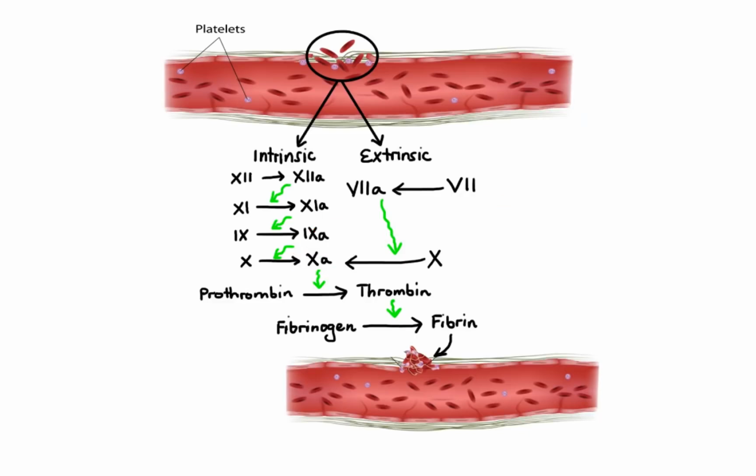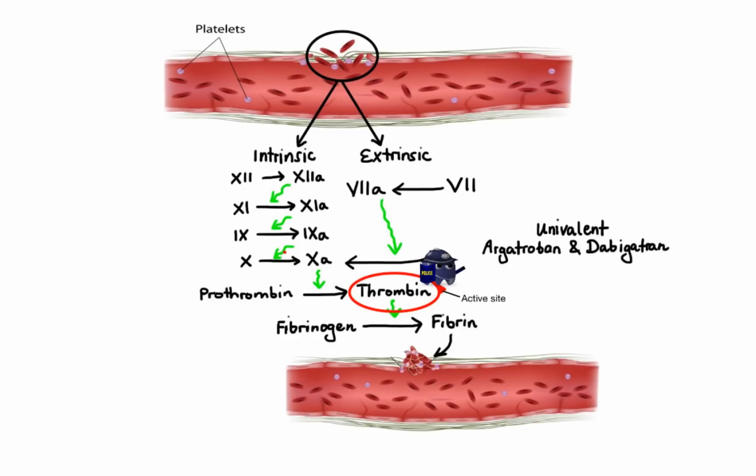Now, let's move on to the next group of anticoagulants, that is, direct thrombin inhibitors. Depending on how they interact with the thrombin molecule, agents in this group can be subdivided into two classes. First, we have univalent direct thrombin inhibitors, which bind only to the active site. Examples of drugs that belong to this class are argatroban and dabigatran.